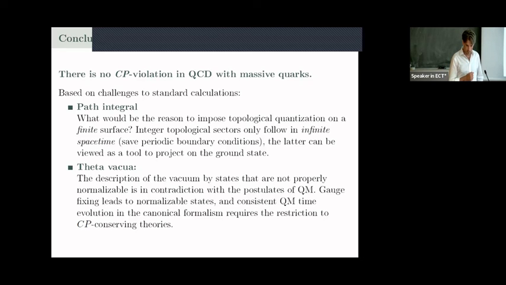Gauge fixing leads to normalizable states, but then for consistency, if you have this point of view, by consistent time evolution of the operators, we are restricted to CP conserving theories. But also, I don't know whether it appeals to your intuition, but I don't want to argue with intuition. My intuition is telling me that the spectrum on a circle is different from the spectrum on a crystal. So the resolution here would be that we simply don't have these theta vectors in the canonical approach. Thank you.